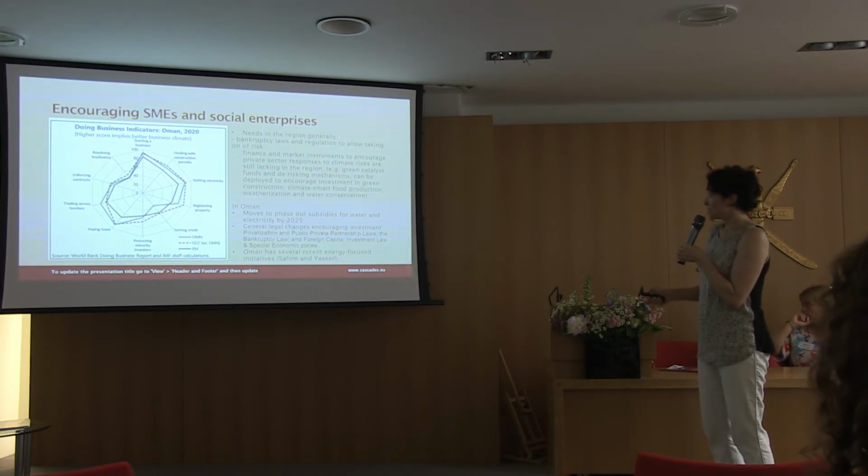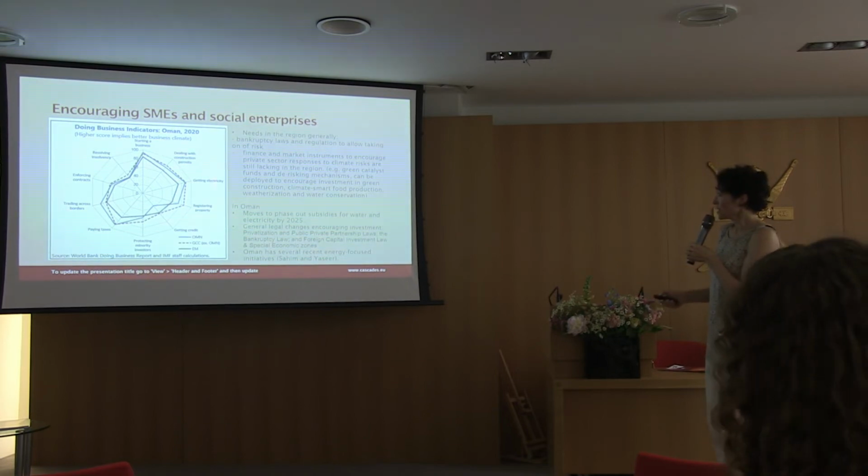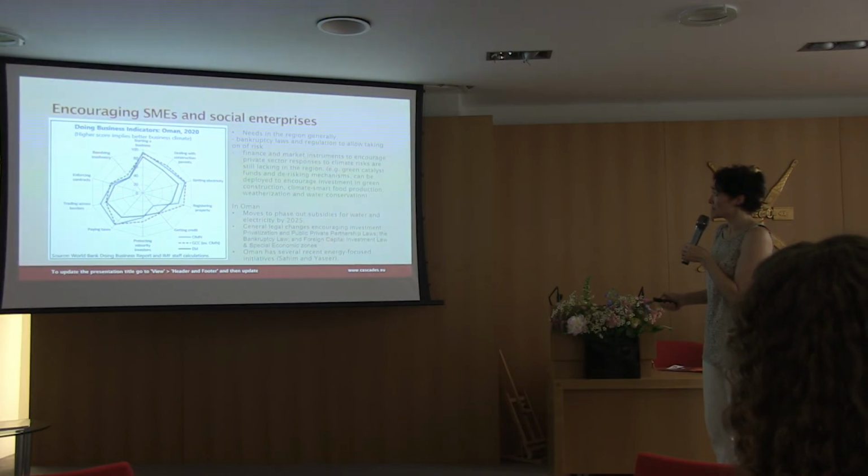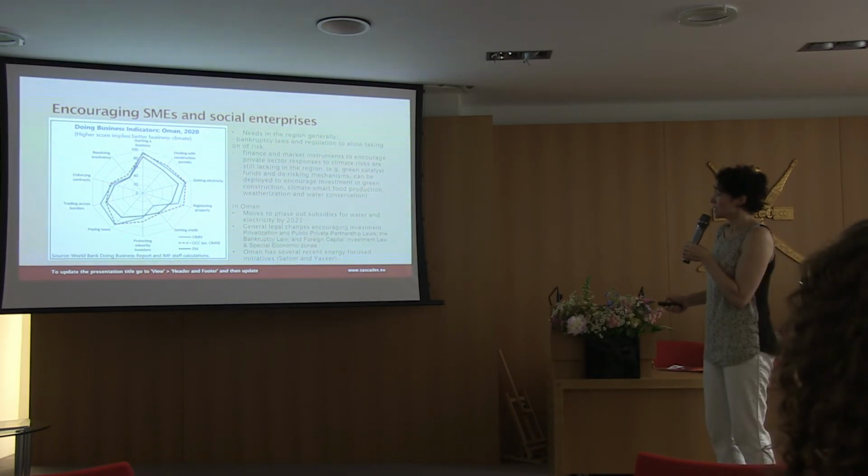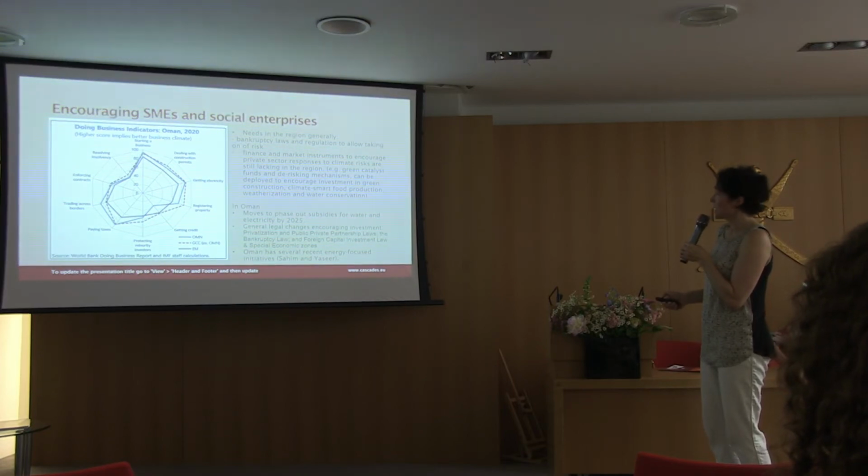In Oman, this is the IMF's diagram showing the kind of score in doing business in Oman, and you see that resolving insolvency still needs work, as well as enforcement of contracts at the legal side, and the access to credit potentially. But it's very good on starting a business and on getting electricity, for instance, or registering property.